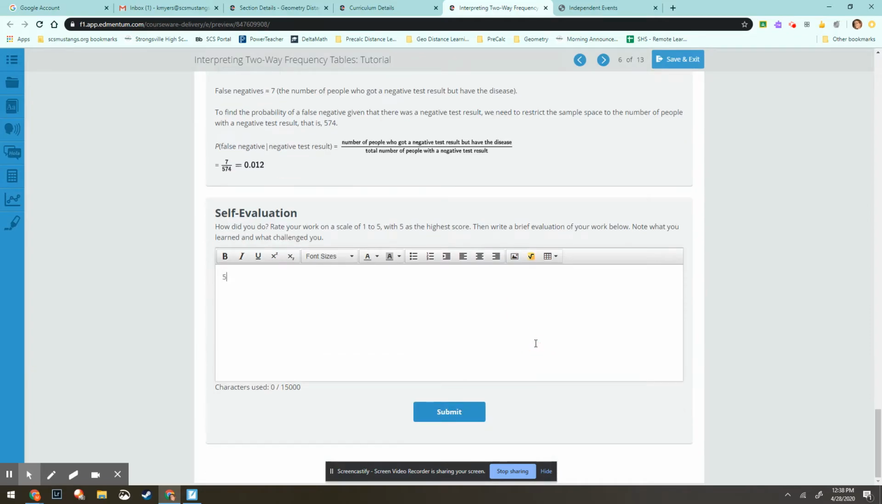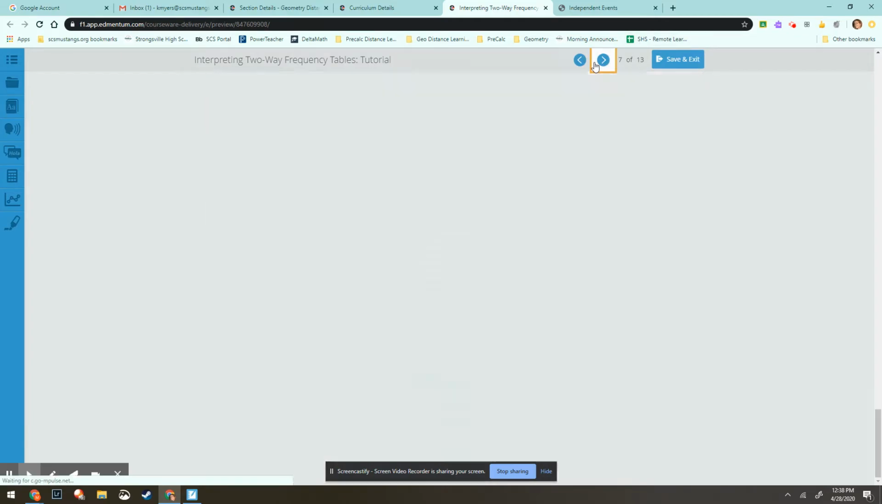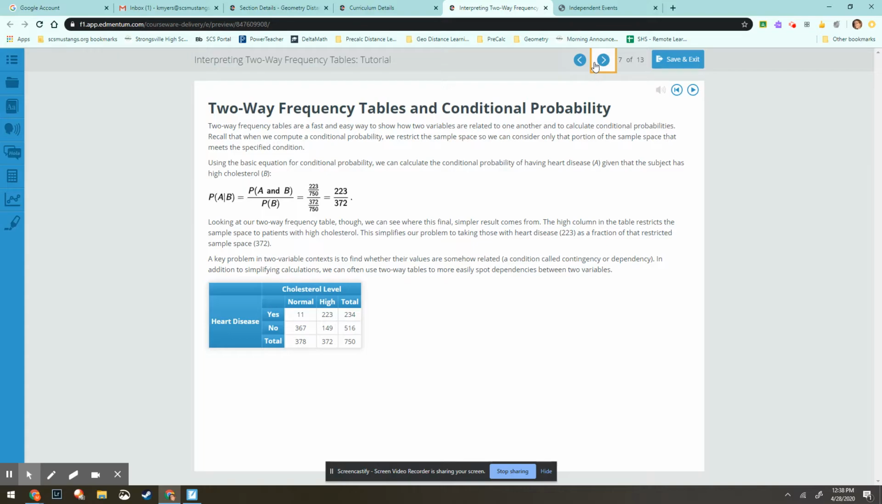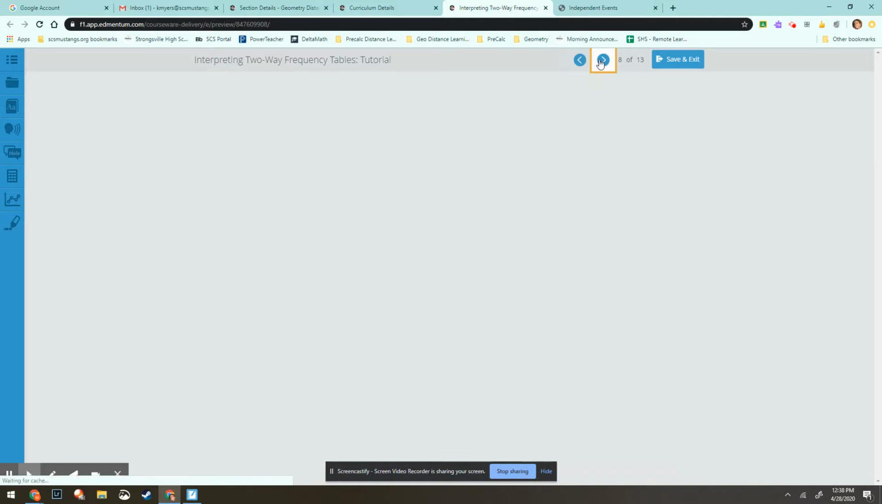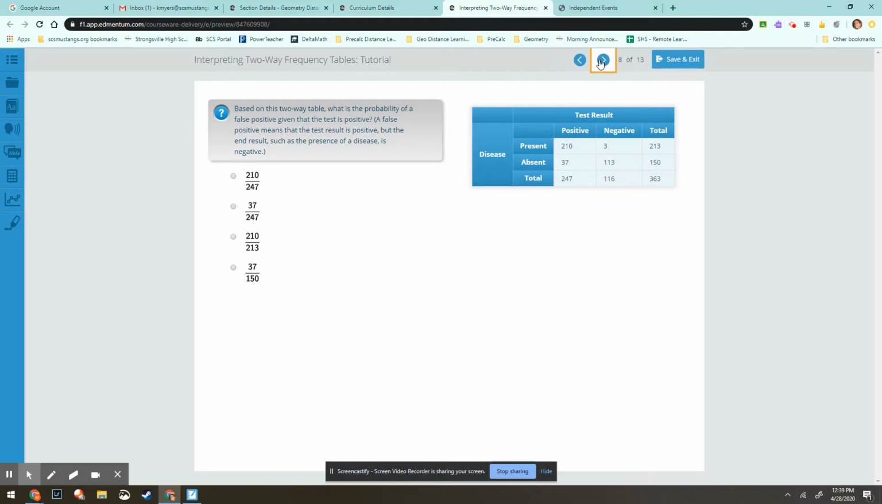Okay, I'll give myself a 5 on the self-eval, and then moving on. This slide basically reviews conditional probabilities. You can use this formula, but I like to just restrict the sample space to a specific column. And now we got a problem here. I didn't mean to do that. Well, that was an accident, but let's just read it anyway.